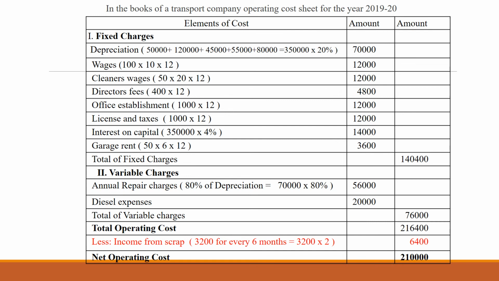But this is not the total operating cost yet, because in this problem there is some realization, some income the transport company is getting. So we have to deduct that income. Less income from scrap, 3,200 for every 6 months, so per annum it is 6,400. So net operating cost is rupees 2,10,000.